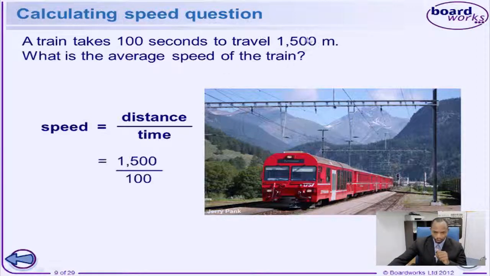From our question, we can bring out these parameters: the distance traveled by this train is 1,500 meters, and it took this train 100 seconds to move this distance. Therefore, the speed will be 1,500 meters divided by 100 seconds, which is equal to 15 meters per second. So the speed of this train is 15 meters per second.